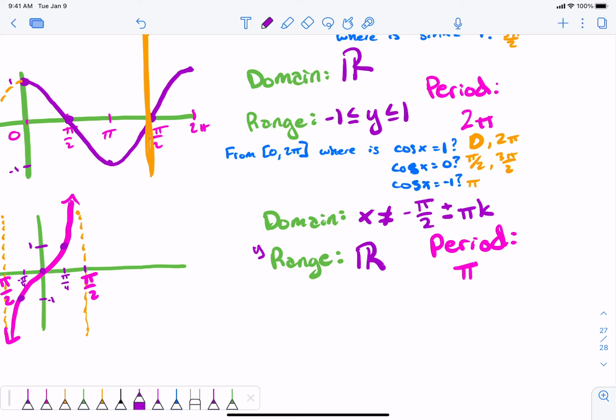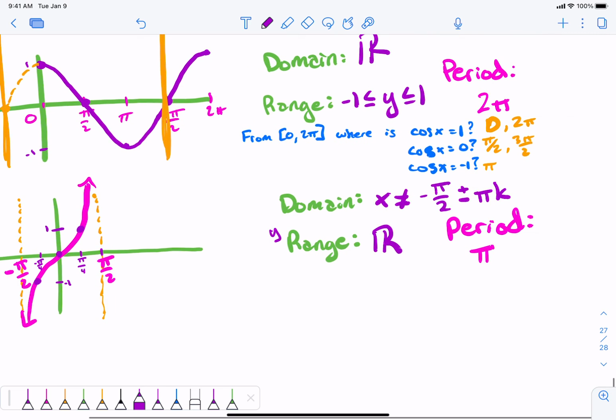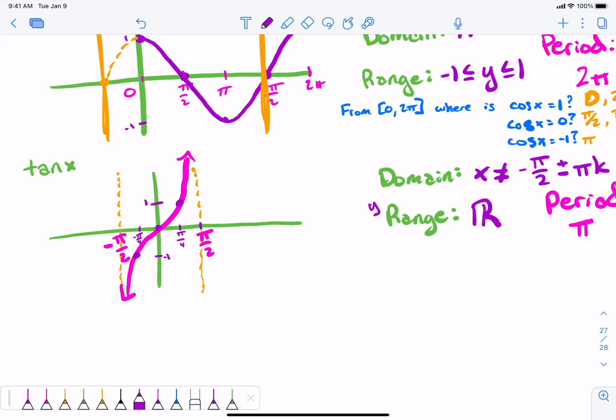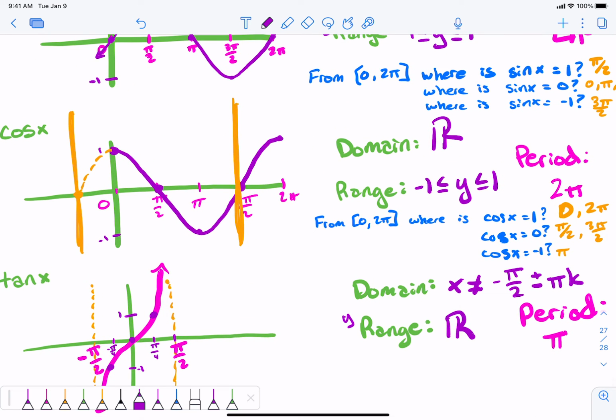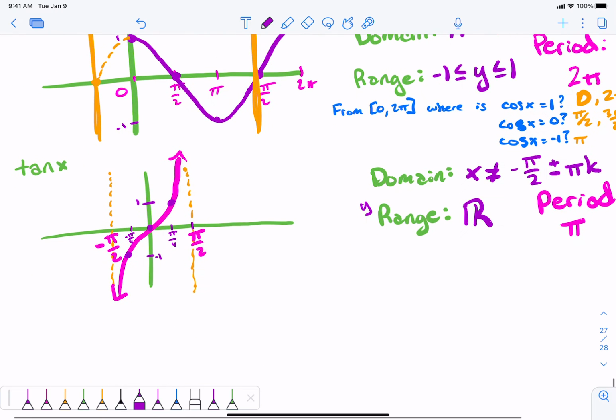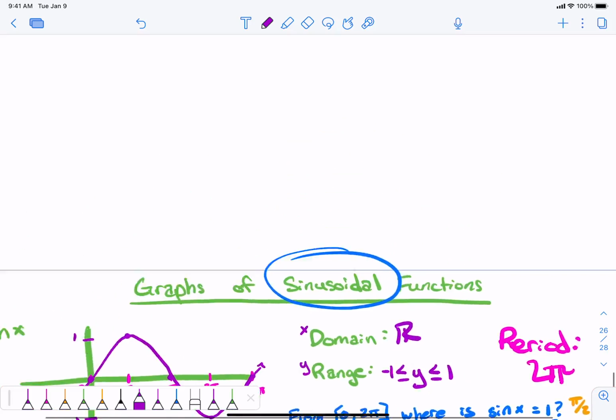So that's what the graph of tangent looks like, and you've got that on the back of your unit circle. Good? Let's go back to the notes real quick and we'll answer some questions and see how they break this down, because there's a couple other things that they're going to do to it.